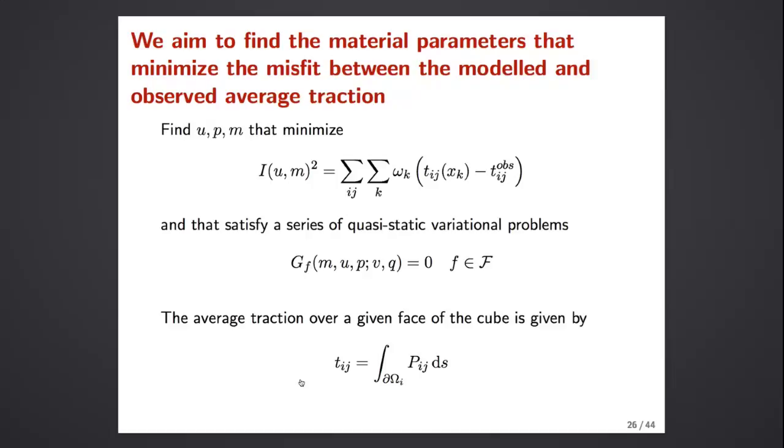So this is what we want to minimize, and we'll have a series of six quasi-static variational problems here, and this is what we have for the average traction. Here there should be a dot n, depending on how you define it, but if you think of it as the first Piola-Kirchhoff stress definition here.